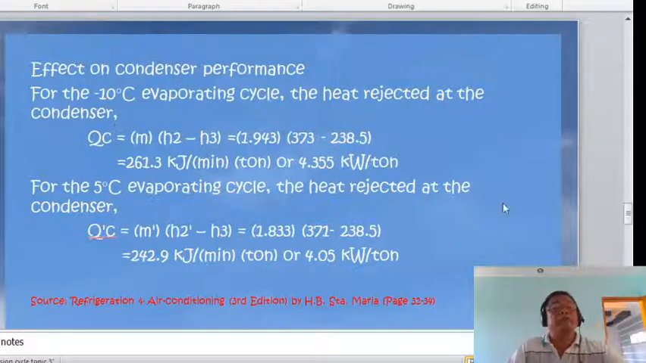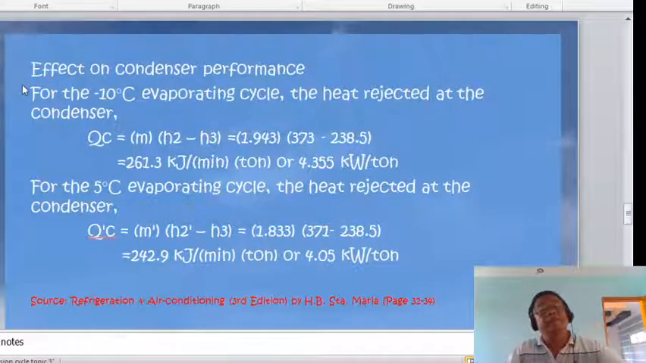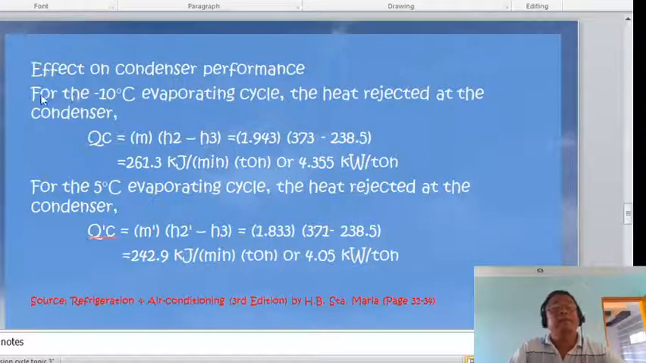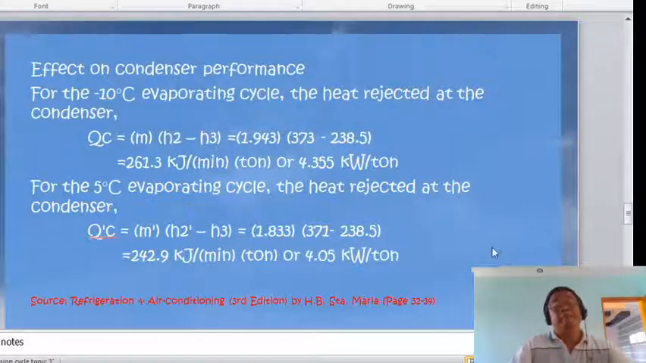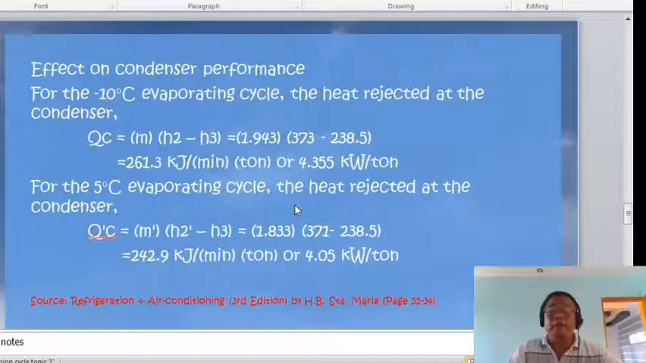So, another is the effect on condenser performance. For negative 10 operating cycle, Q is equal to m multiplied by the change in enthalpy between the end of compression and the end of the condensation. So, the value now, class, is 261 kilojoules per minute per ton or 4.355 kilowatt per ton. And for 5 degrees, Q equals m times the change in enthalpy, substituting values, the value is 242.9, which is 4.05 kilowatt per ton. Take note, class, that the value for the higher evaporating temperature is lower. 4.05 only, but for negative 10, that is 4.355.